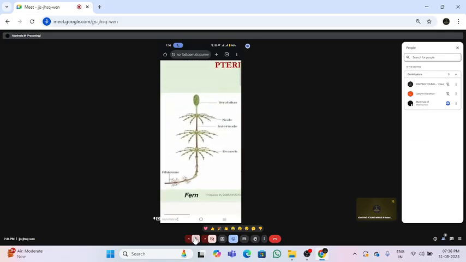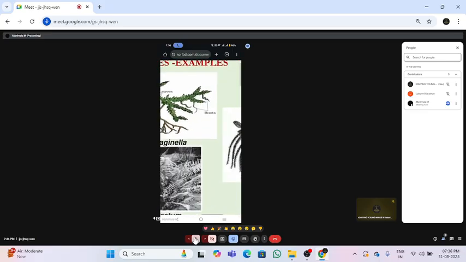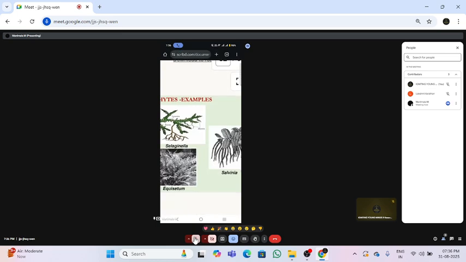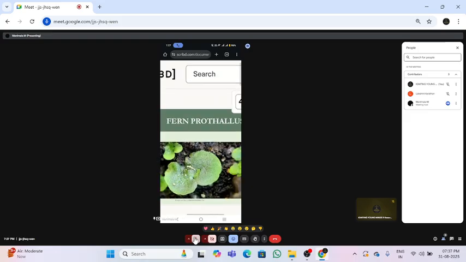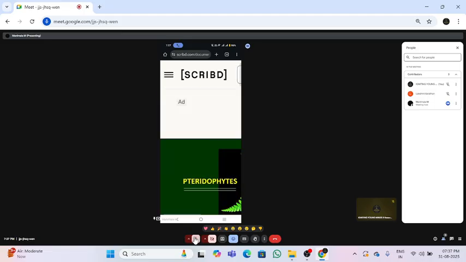Most of the plants available around us are ferns. Also Selaginella, Equisetum and Salvinia. These are some of the pteridophytes we see everywhere around the world. Pteridophytes are tracheophytes. What is the meaning of tracheophytic? They have xylem and phloem for the conduction of food, water and minerals. So they are called tracheophytes.